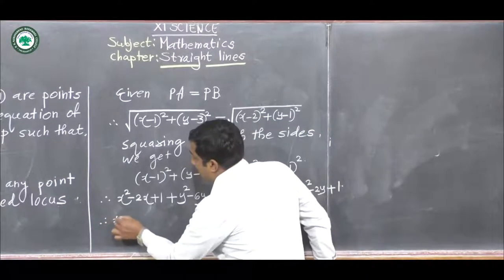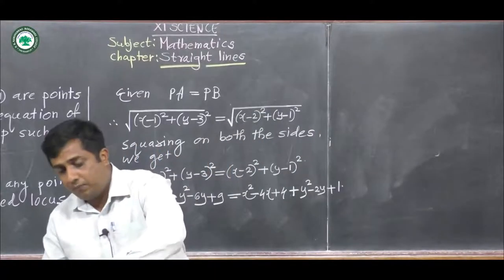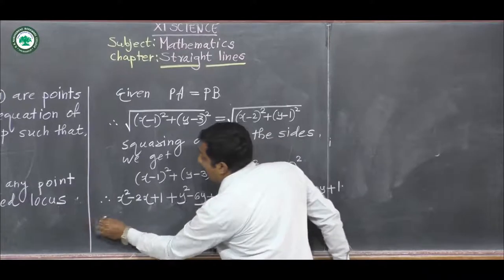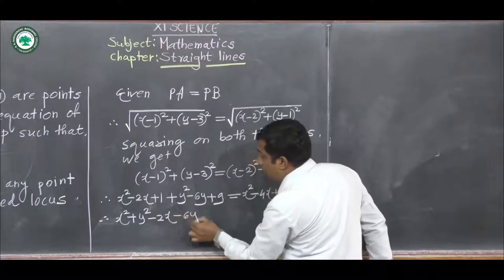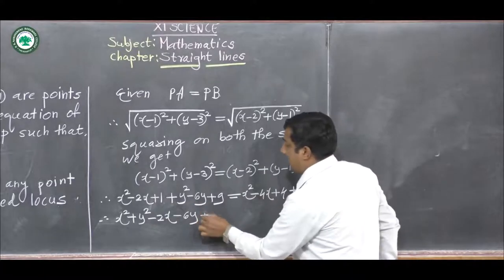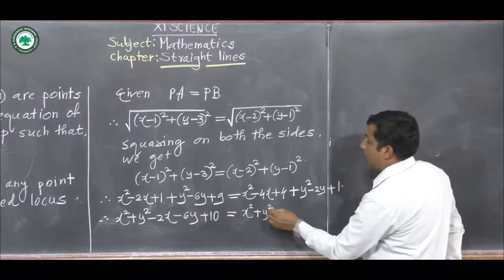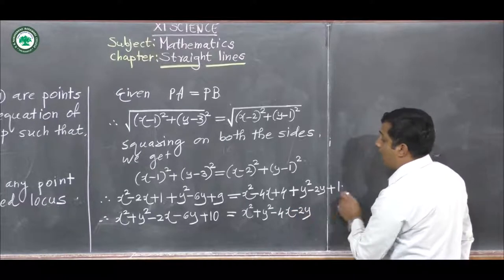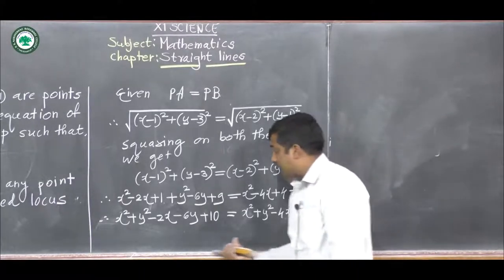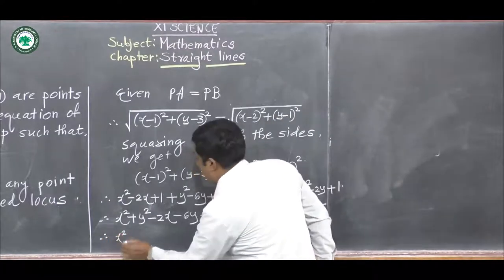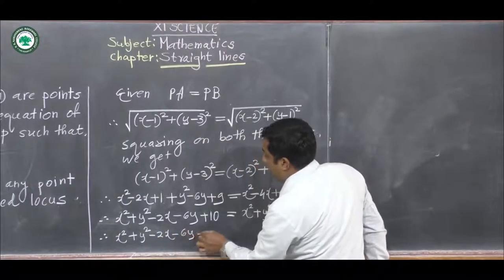Okay, now we consider each part. In LHS, X square minus 2X plus 1 plus Y square, let us see the first part of this LHS. Here I write this as X square plus Y square, then minus 2X minus 6Y, then we know 1 plus 9 is 10. Same here in RHS, X square plus Y square minus 4X minus 2Y, then 4 plus 1 is 5. Now we consider each part of RHS in LHS. So here we get X square plus Y square, then minus 2X minus 6Y plus 10.